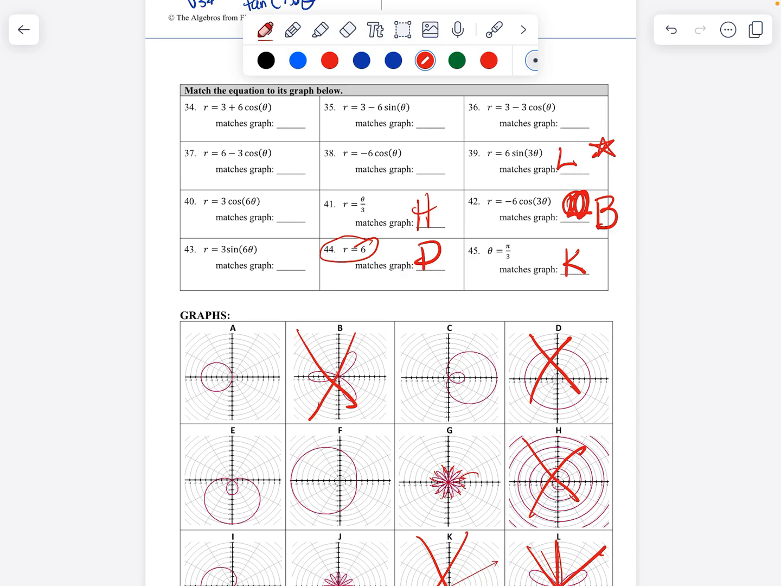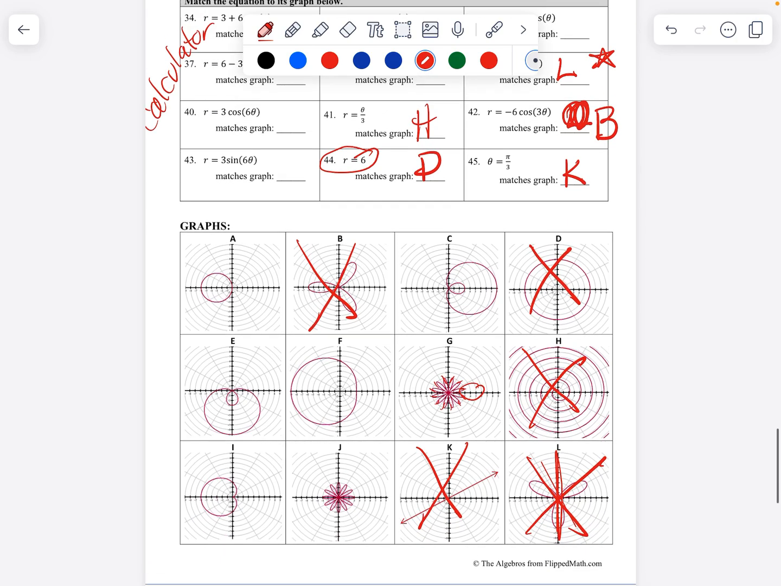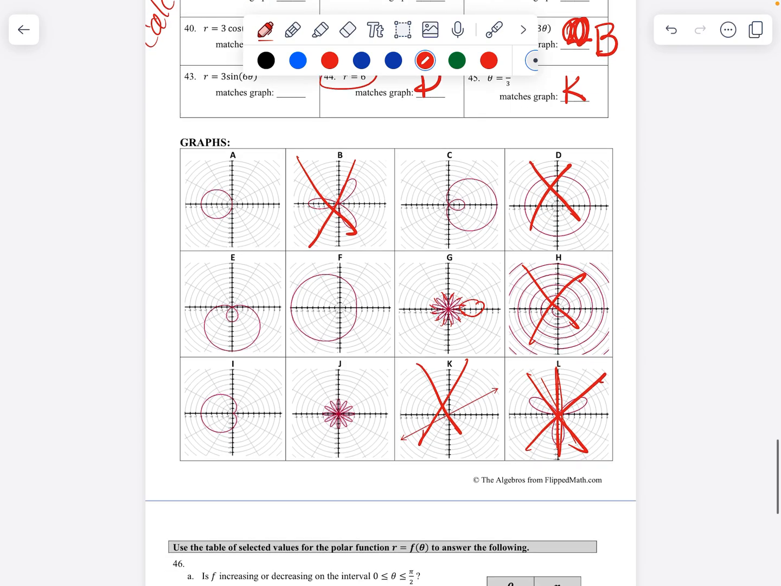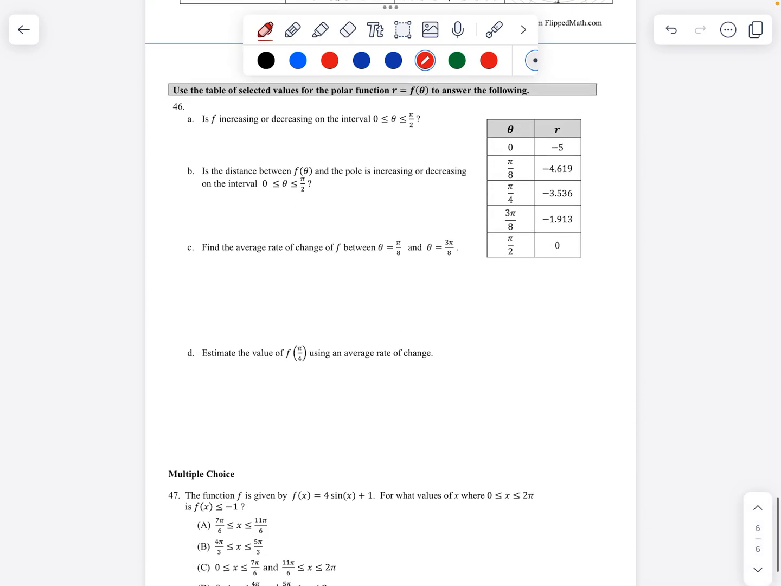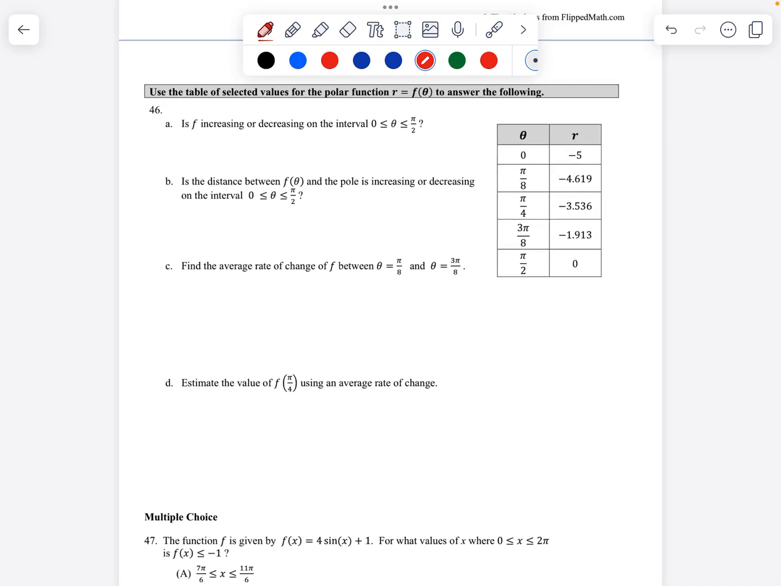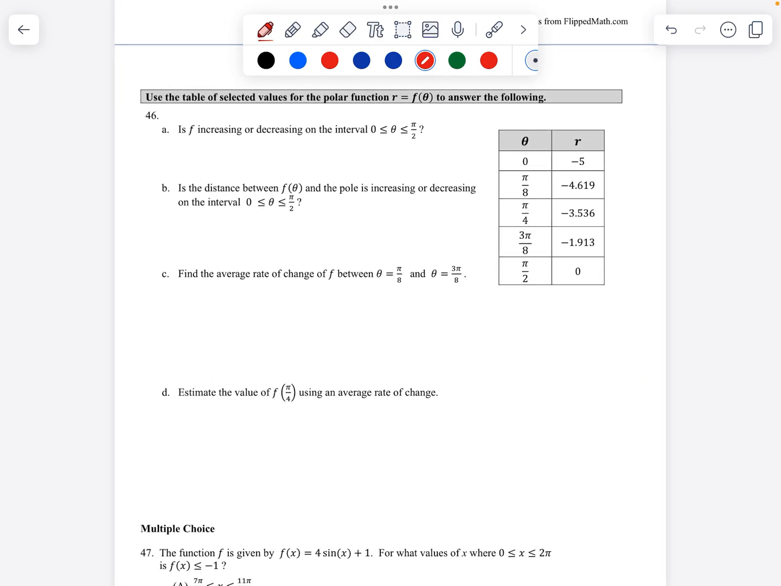So the first one doesn't start here. And these are tough. I'm going to tell you, you could use your calculator for that link. We're not going to worry too much about the matching. So let's see if they have any other ones, because this will focus more on the multiple choice ones that we did before. So is f increasing or decreasing on this interval from 0 to pi over 2?